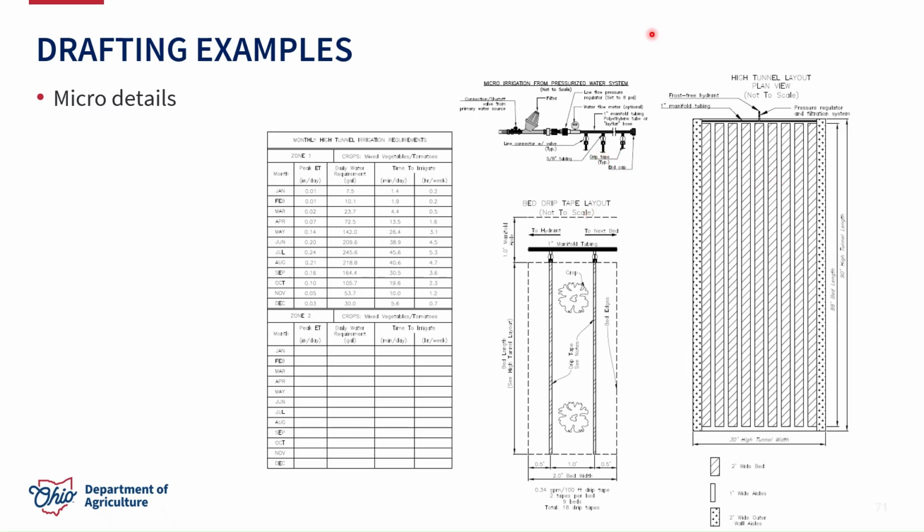On the right, we have the high tunnel layout itself of the different beds, the bed spacing, where the manifold and hydrant are located in the high tunnel. And then here in the center is an example of a bed layout showing that we have two drip tapes, their spacing in each bed, and the length of those drip tapes.